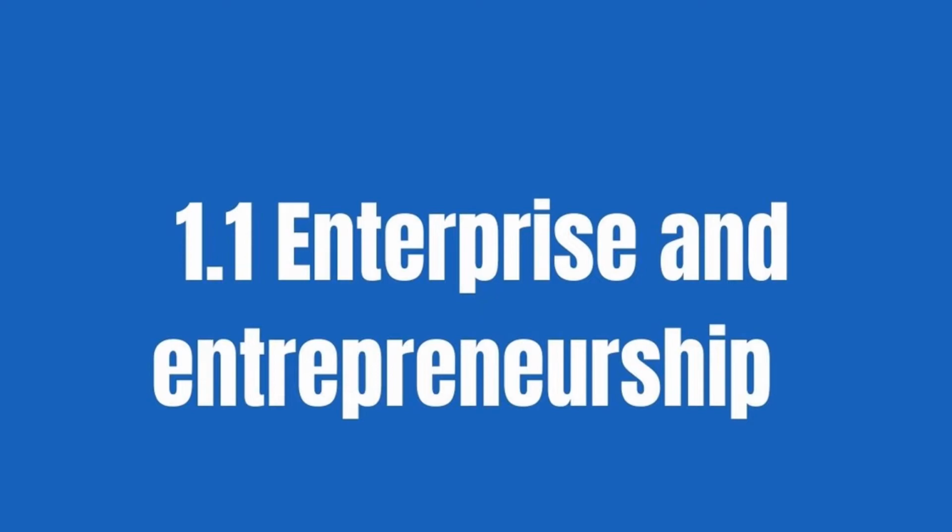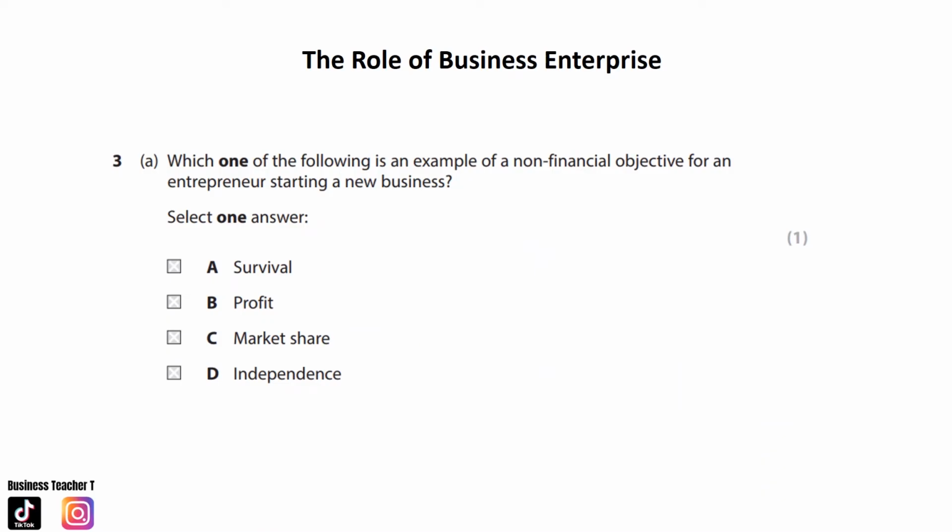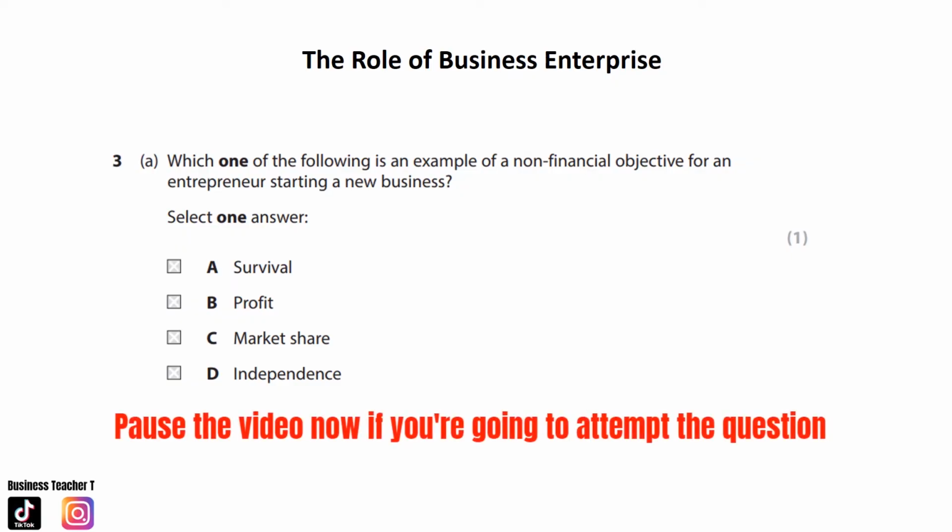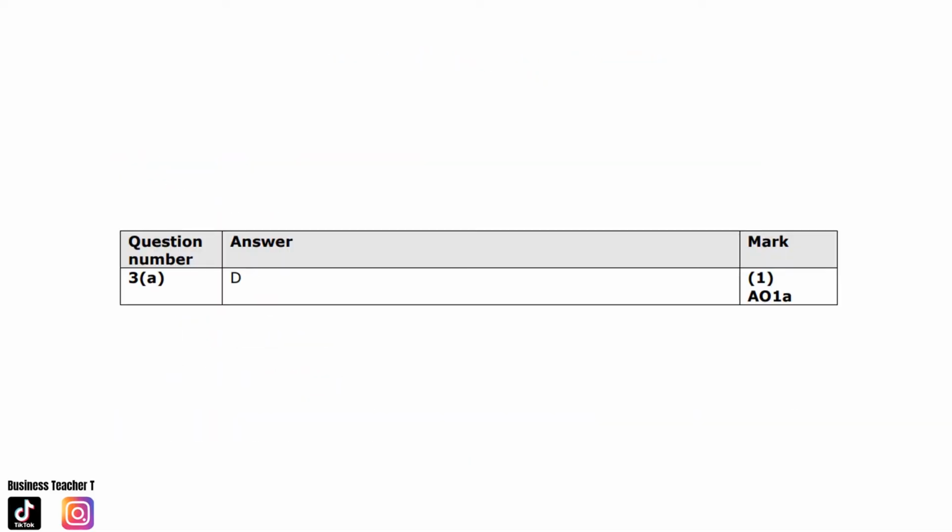1.1 Enterprise and Entrepreneurship. First question is a multiple choice question. Which one of the following is an example of a non-financial objective for an entrepreneur starting a new business? You're required to select one answer. Survival, profit, market share, or independence? And this is a 1 mark question. You can pause the video now if you're going to attempt the question. The answer to this question is D, independence.